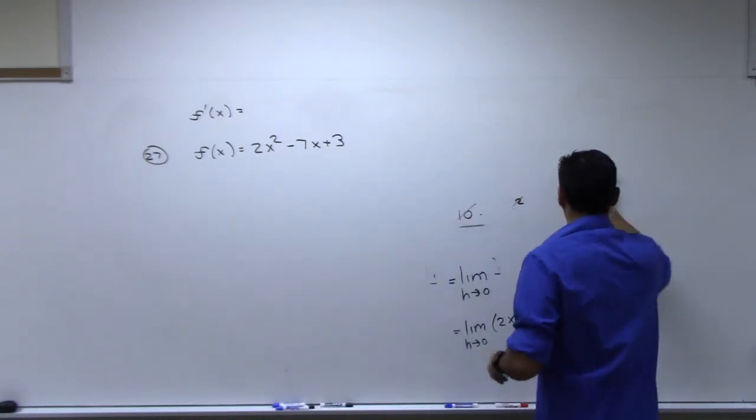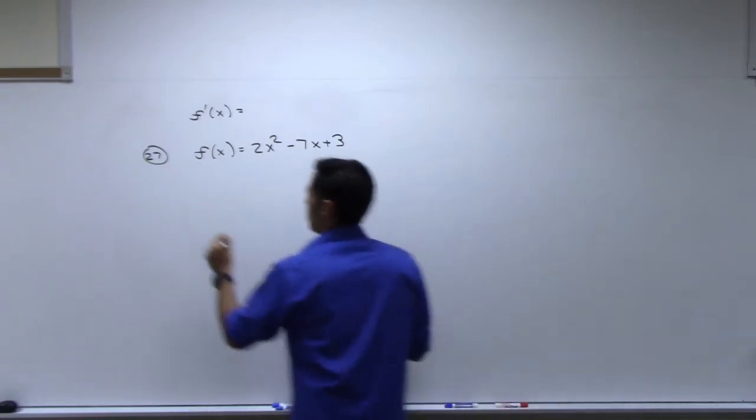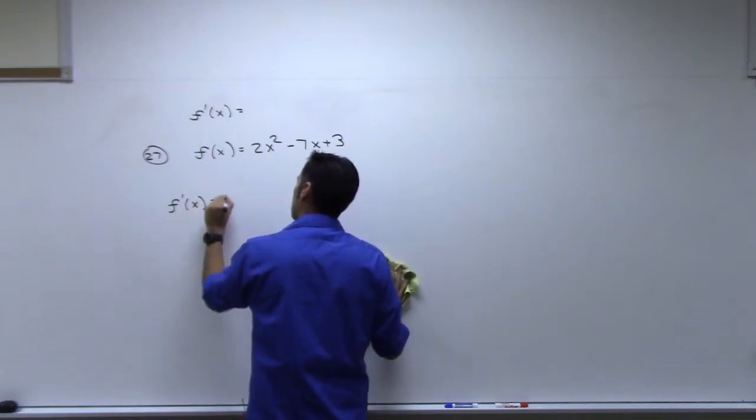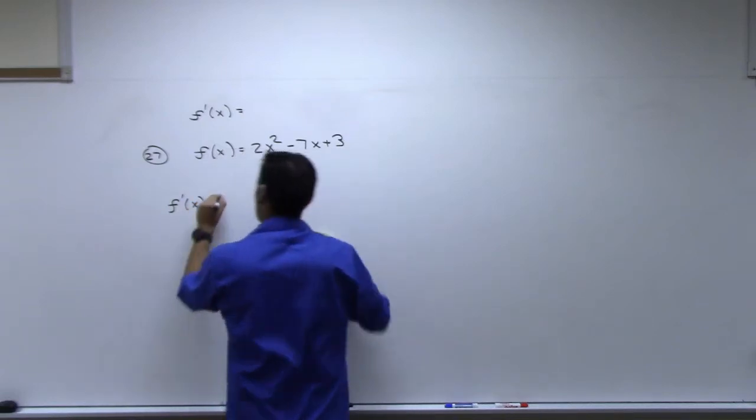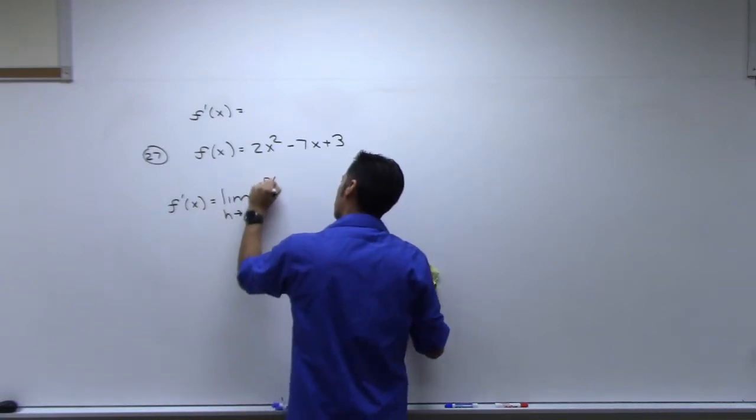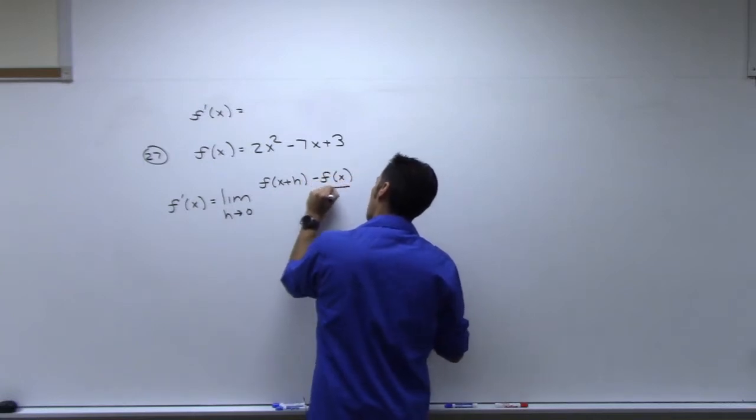All right, let's do it. We're trying to find the derivative first. So the derivative of this function will be the limit, don't forget the limit, as h goes to 0 of f of x plus h minus f of x, all over h.